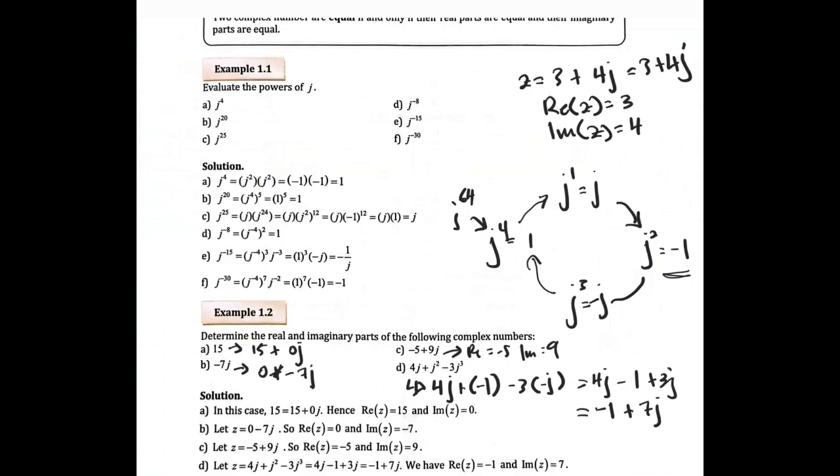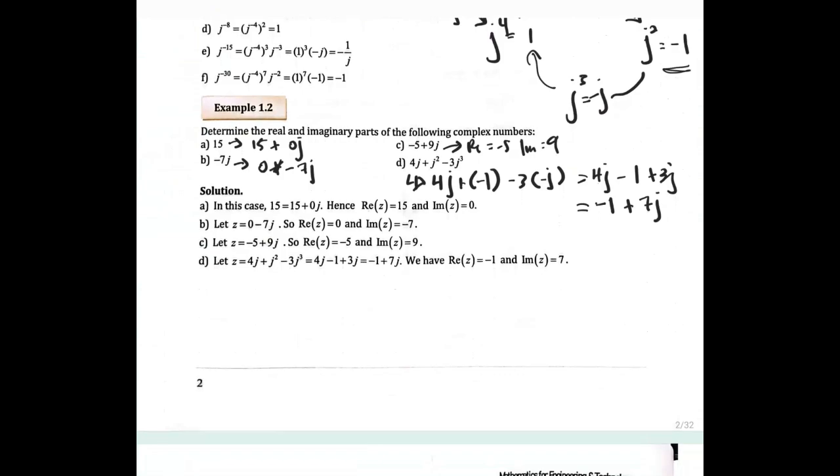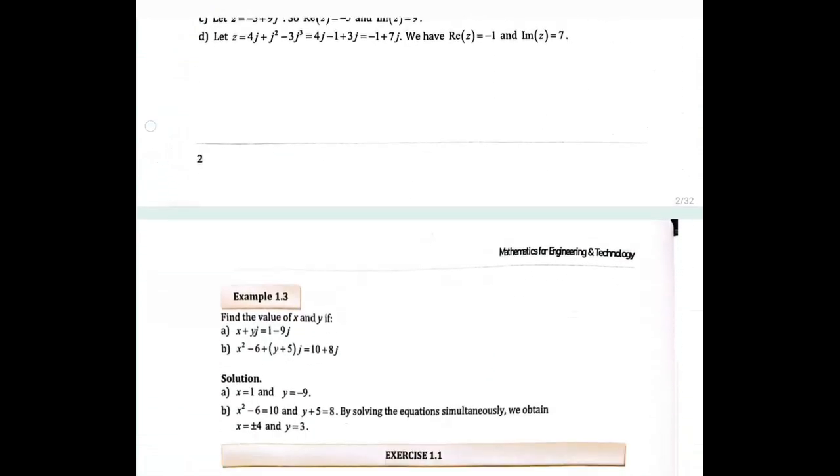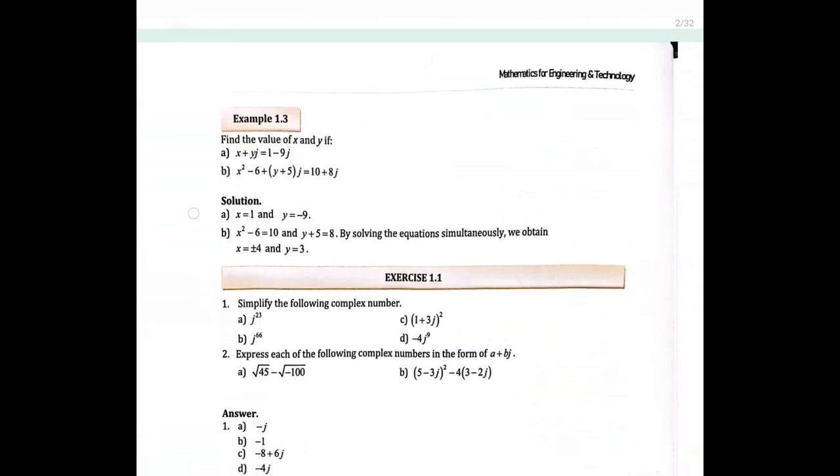Okay, so next we will learn how to add, subtract, and multiply complex numbers.